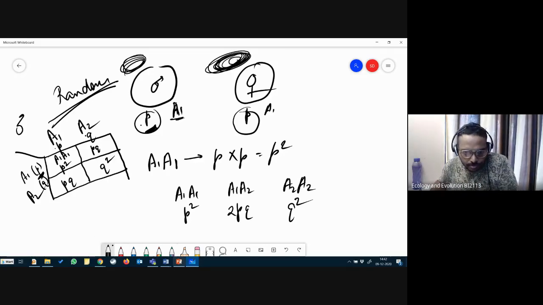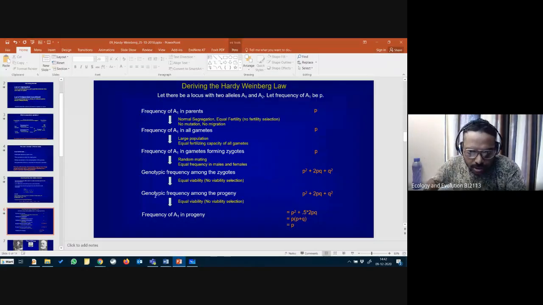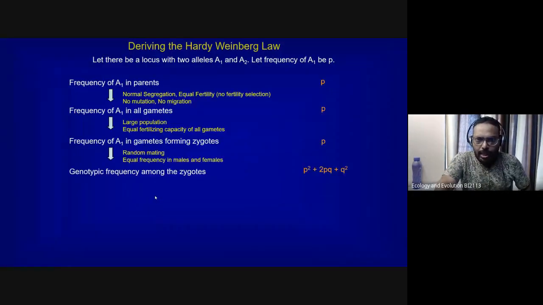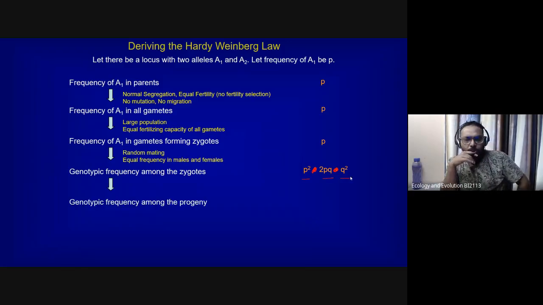Now let's go back to this. If all these things happen, then disregard this plus sign. It's actually not a plus sign. So if this happens, then the genotypic frequency among the zygotes becomes P square, 2PQ and Q square. Now, all the zygotes are not going to develop into progenies, only a fraction of them will become progenies. So under what condition will this frequency be maintained?